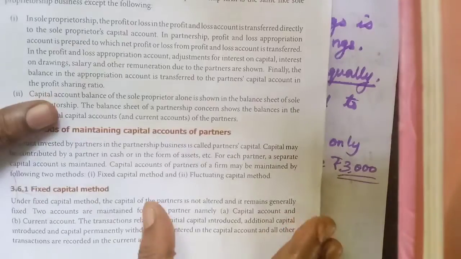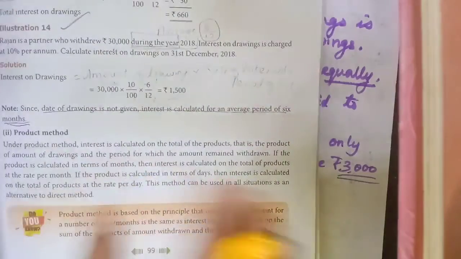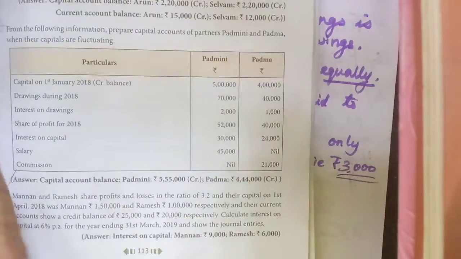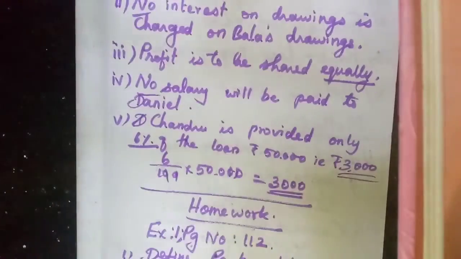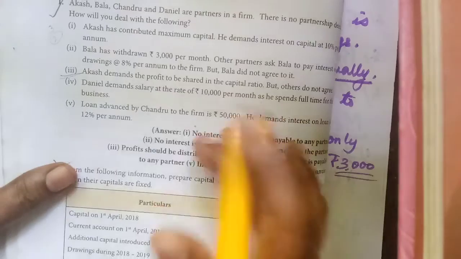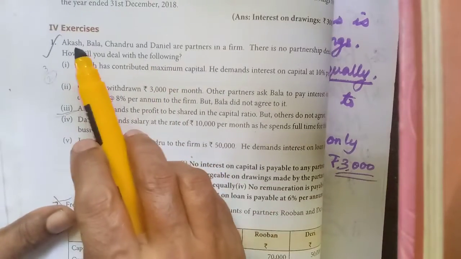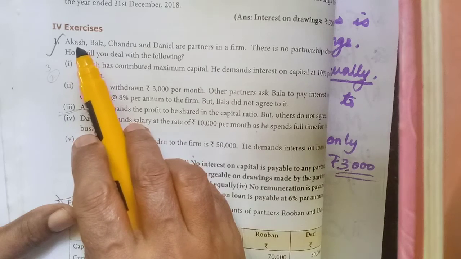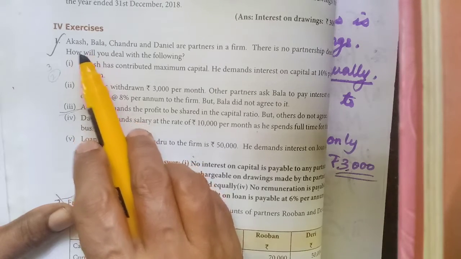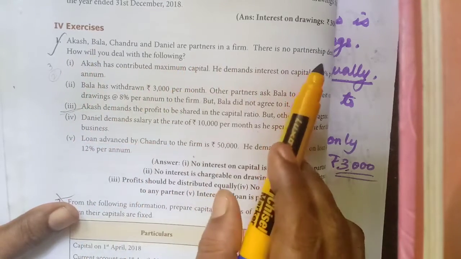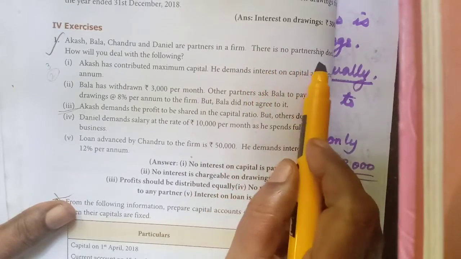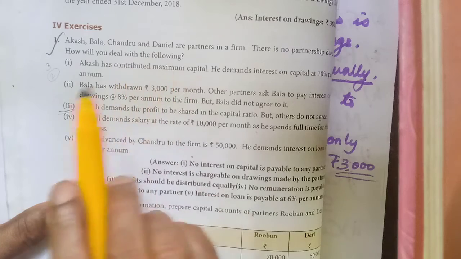The illustration you have completed. The exercise also I will show to you. First exercise, based on the first illustration. Akash, Bala, Chandru and Daniel are partners. There is no partnership deed. This sentence is very important. No partnership deed. How will you deal with the following?